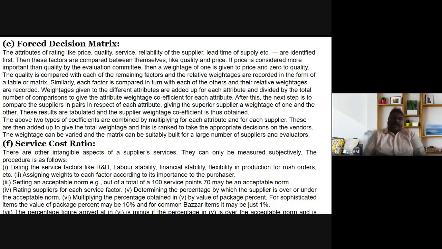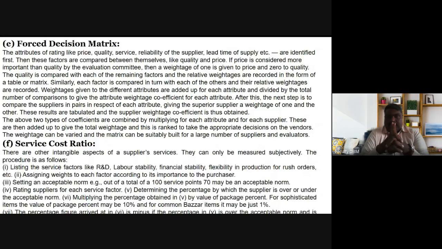Then, with that percentage, we are going to see where the service cost is the lowest. That particular company or supplier, we are going to give orders to. So this is another method. Just blindly follow the title of that particular method.